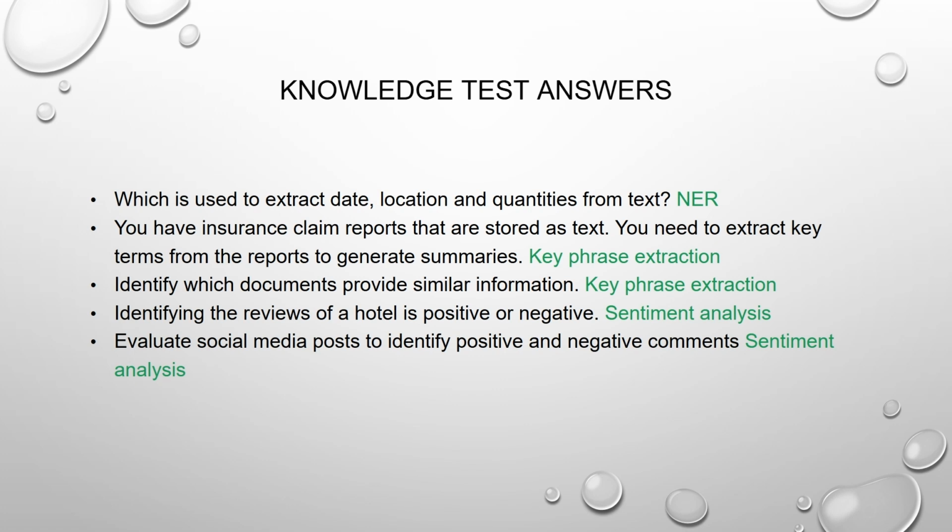Now identify which documents provide similar information. So we have to categorize the documents based on the information. The documents with same information should be categorized in the same group. For that, we need all the key phrases present in the document so that we can compare those key phrases between the documents and figure out which documents are of the same category. So we have to use key phrase extraction.